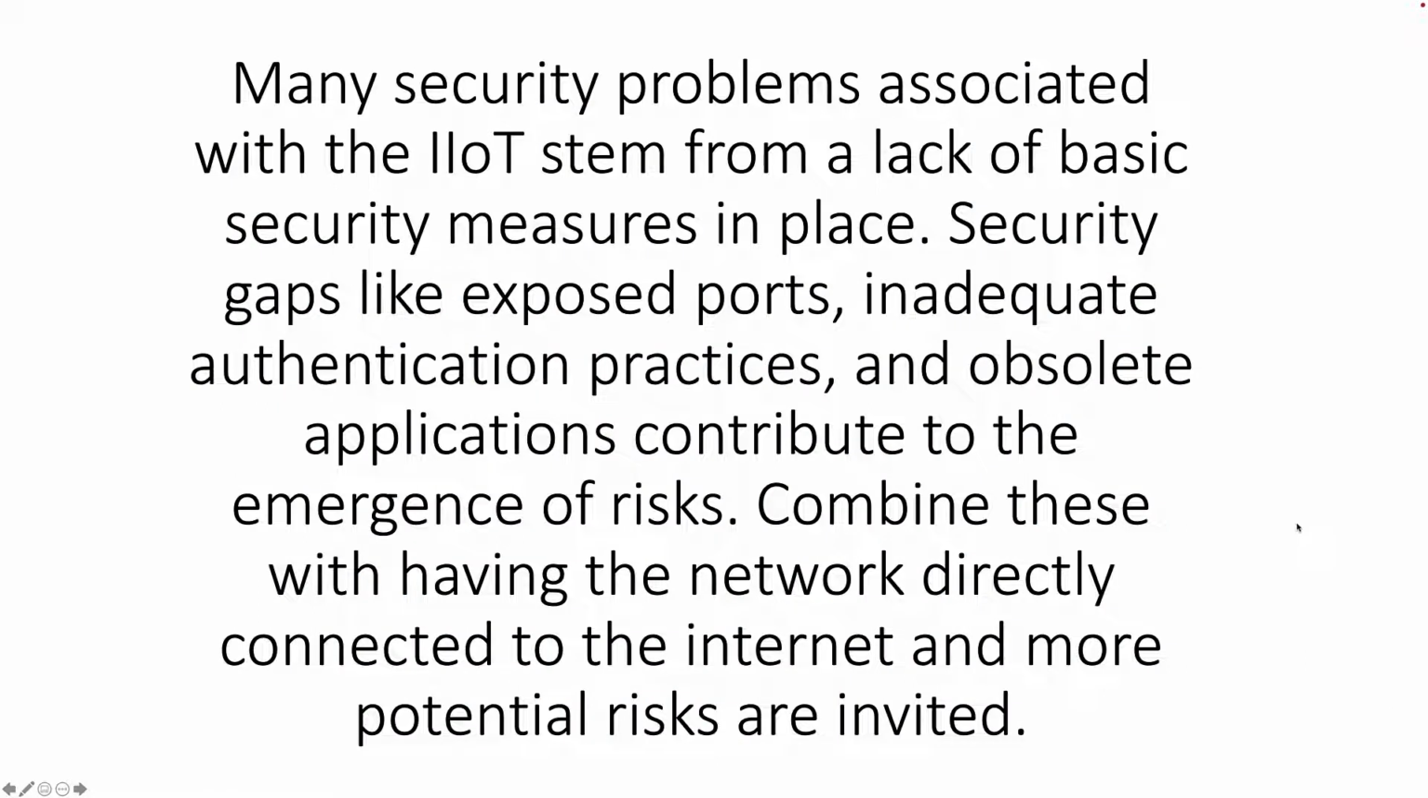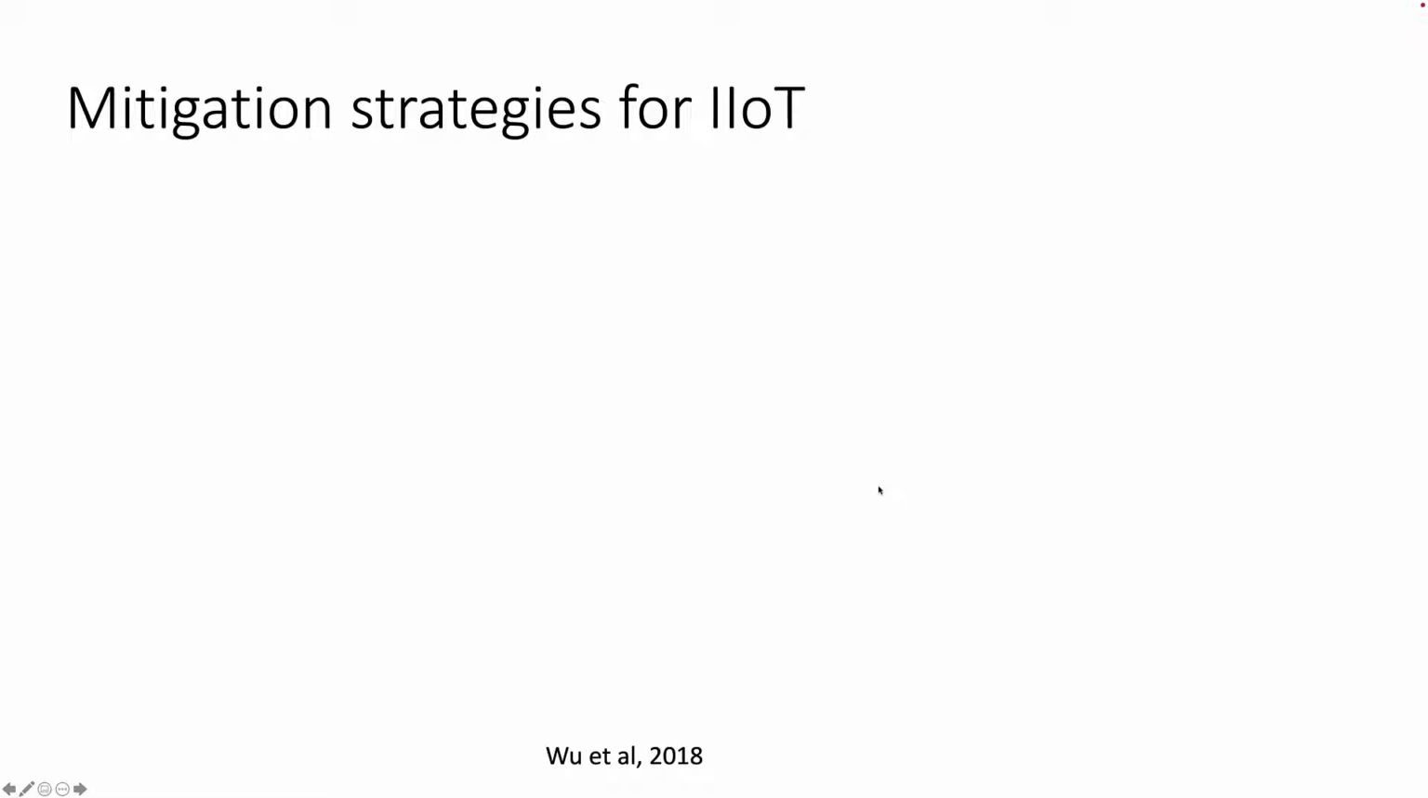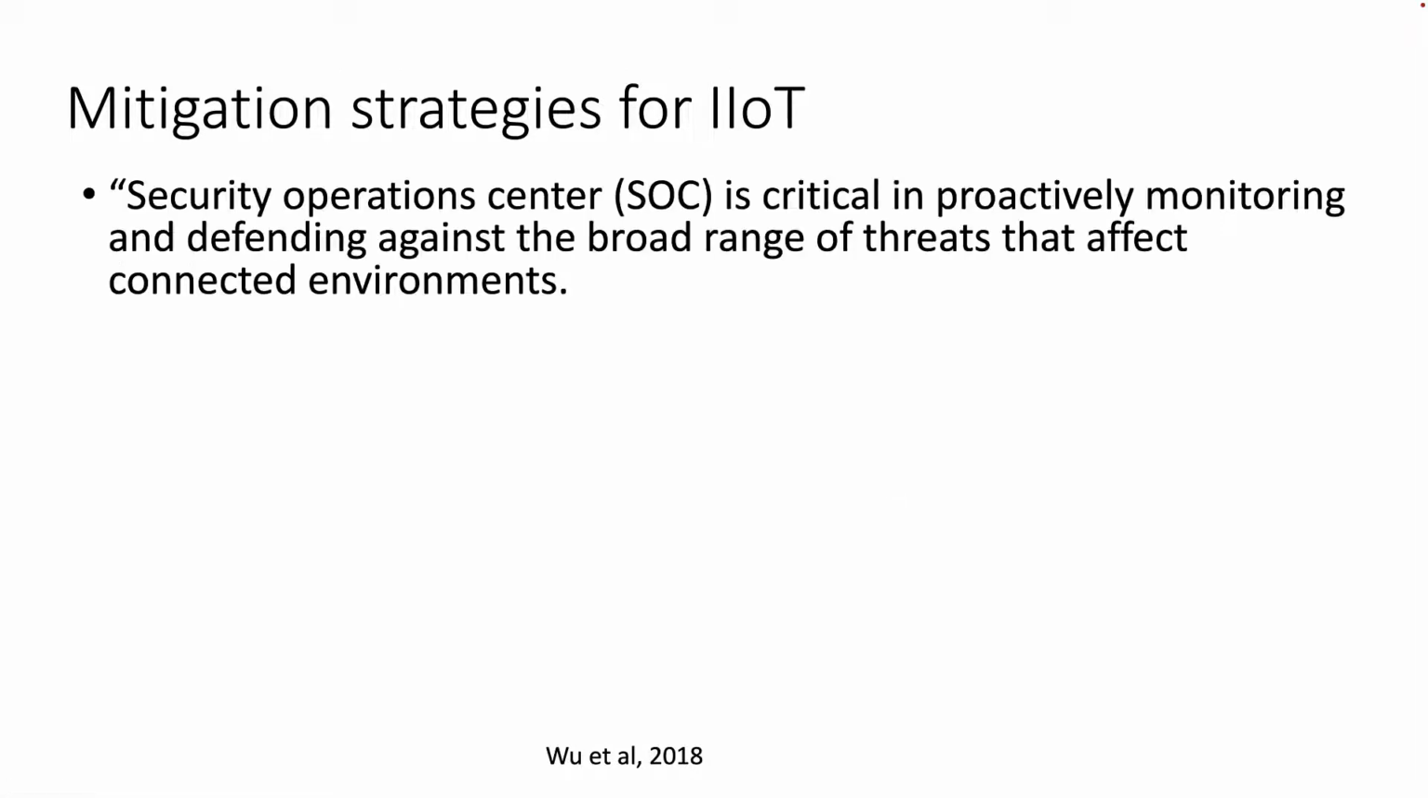Many security problems associated with the IIoT stem from a lack of basic security measures in place. Security gaps like exposed ports, inadequate authentication practices, and obsolete applications contribute to the emergence of these risks. Combine these with having the network directly connected to the internet, and more potential risks are invited. So here are some examples of mitigation strategies and controls for the industrial Internet of Things. First, security operations centers are critical in proactively monitoring and defending against the broad range of threats that affect connected environments.